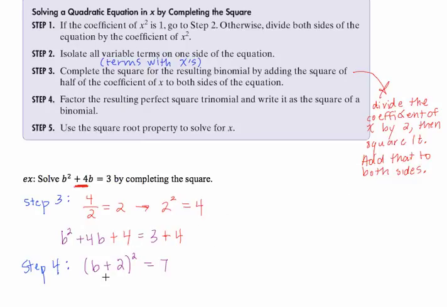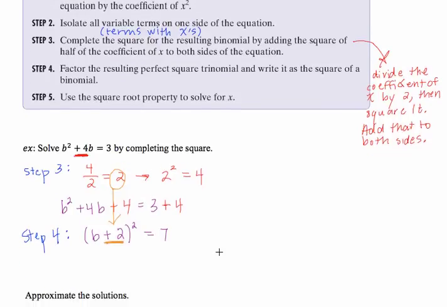Okay, now this number that goes right here, how do I know what to put there? It's always going to be this number. Whatever you get when you divide the original coefficient of b by 2 is what will go here, and that includes the positive or negative sign.